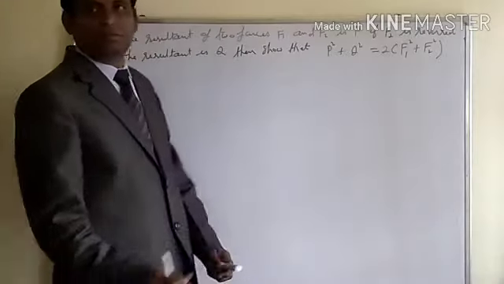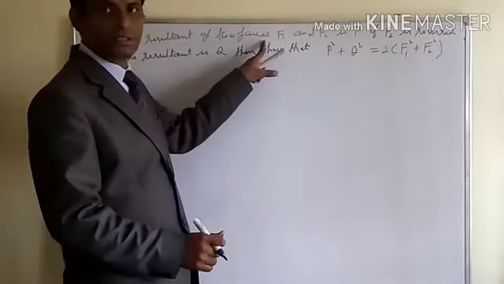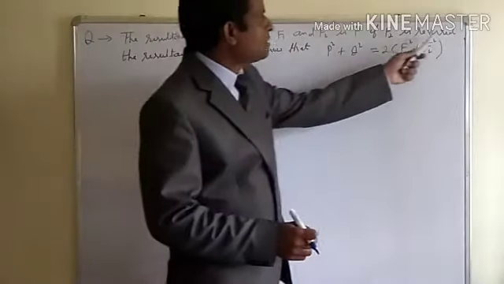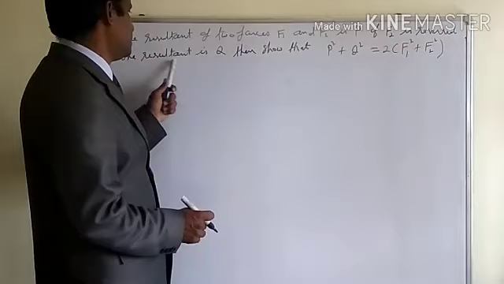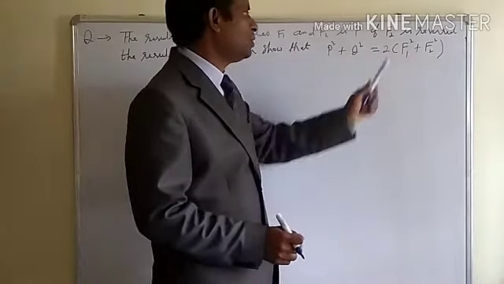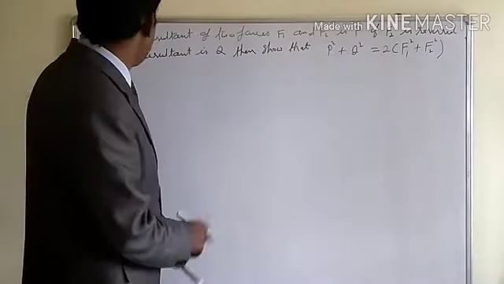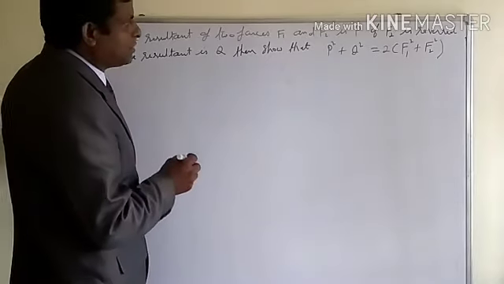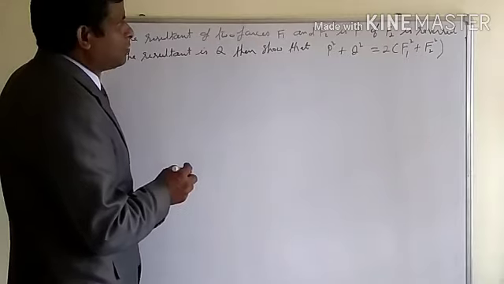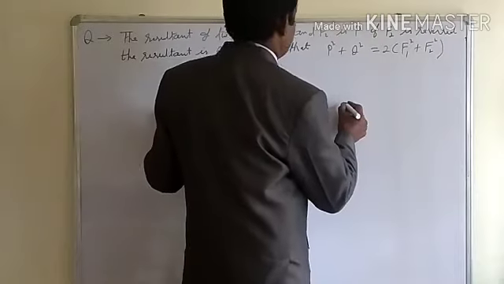Next question. The resultant of two forces F1 and F2 is P. If F2 is reversed, the resultant is Q. Then show that P square plus Q square is equal to twice F1 square plus F2 square. We have to show this thing. Then how will we show this? It is given that the resultant of two forces is P. So suppose two forces are over here.